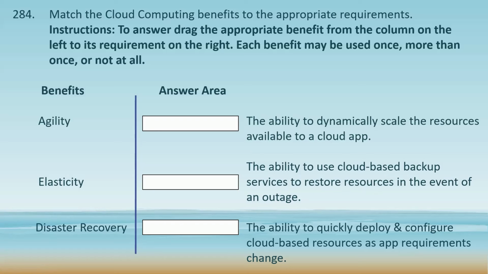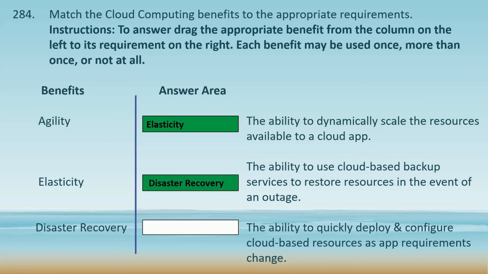Friends, elasticity or scalability is the ability to dynamically scale the resources available to a cloud app. The second requirement is talking about restoring in the event of an outage, which is directly related to the disaster recovery benefit of cloud computing. And the third requirement is the easiest one as per me, as we all work in agile environments, where we try to deliver things as soon as possible, which you can relate with the requirement of quickly deploying and configuring the cloud-based resources.